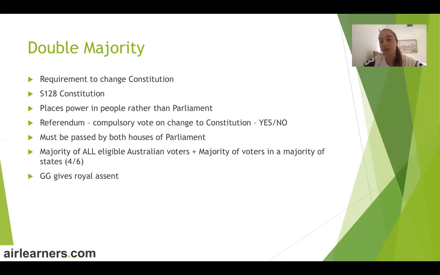The referendum must first be passed by both houses of Parliament, and then it must receive a yes vote from a majority of all eligible voters in Australia. And the second requirement is that it must receive a majority of voters in a majority of states in order for it to succeed. So that's the double majority. You need to get a majority of voters in Australia and a majority of states, which means that you need 4 out of 6 states to pass legislation. Once the double majority has been satisfied, the Governor-General then gives royal assent and it becomes law.